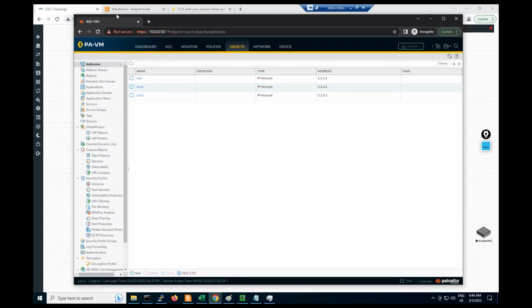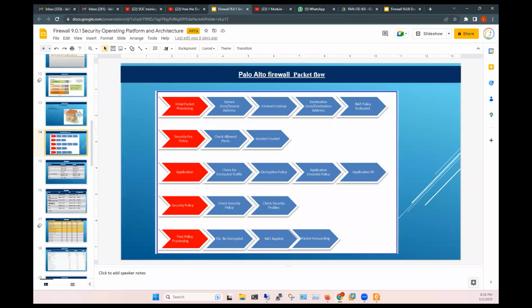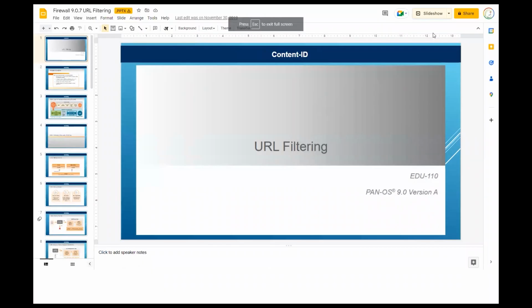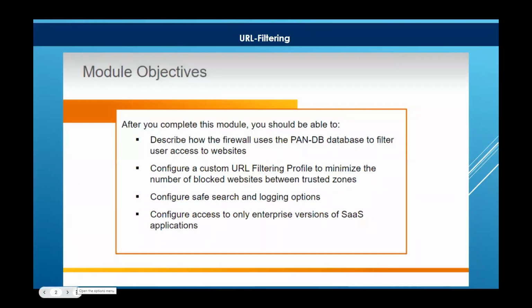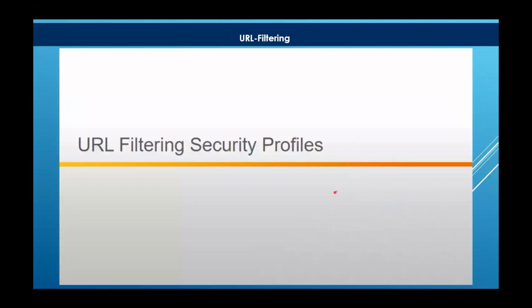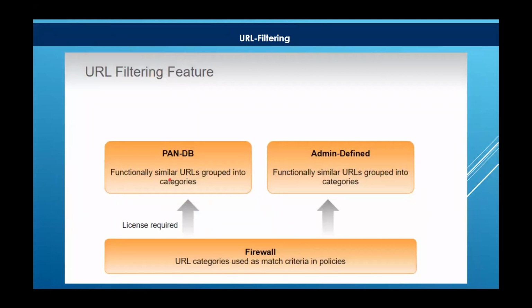So guys, let's go to the URL filtering. Where is the URL filtering? This one is the URL. Let's start the slideshow. So guys, here, URL filtering. Here we have PAN-DB, the Palo Alto database. Okay, and you can also use your admin defined. Admin defined means if you have a particular URL which you want to block, you can block that URL here, right? Why do we need the PAN-DB?